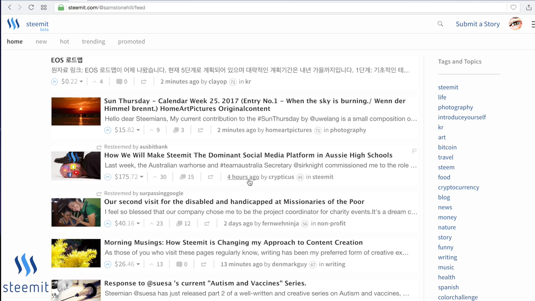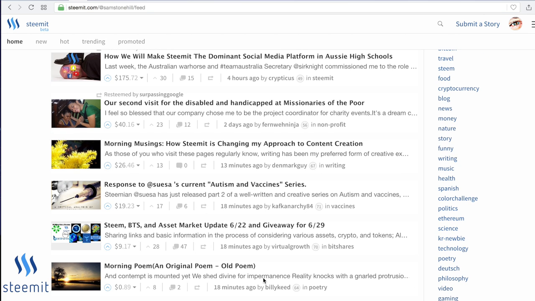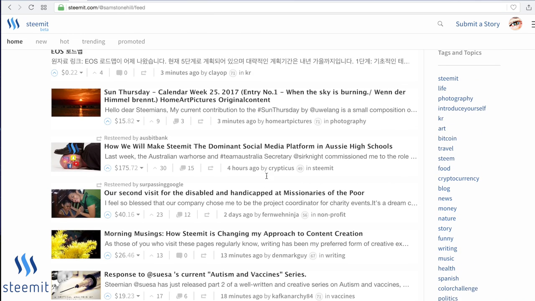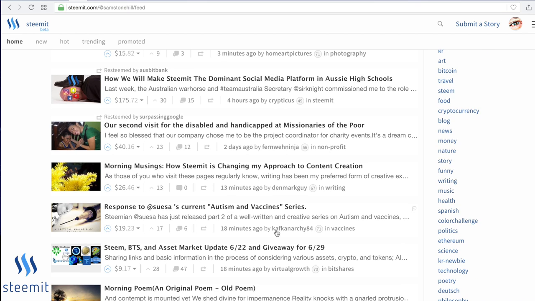Although that says 4 hours ago. Oh, but that's been re-steemed. It's different when they re-steem. But you can see 2 minutes, 13 minutes, all the non-re-steemed ones go in order, 18 minutes. And by the way, the best time to vote is after about 20 minutes. So I don't want to vote yet, even though I know all of these guys are going to make loads of money and I really want to vote for them. I'm going to wait.